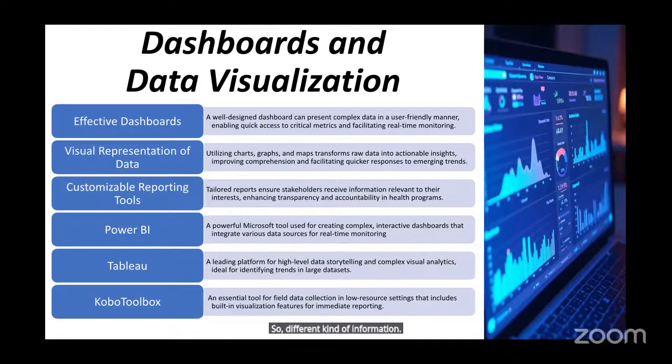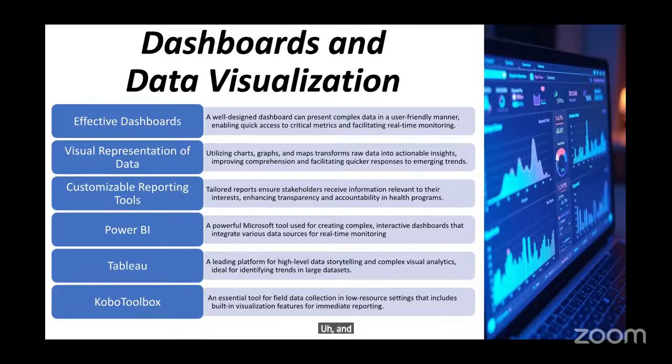So creating a dashboard is very important. And as you create, you need to think through what charts you are going to use. Is it a pie chart? Is it a column graph? Is it a line graph? Is it a heat map that you're going to use? Different kinds of information are presented using different kinds of charts, okay? And you really need to customize them.